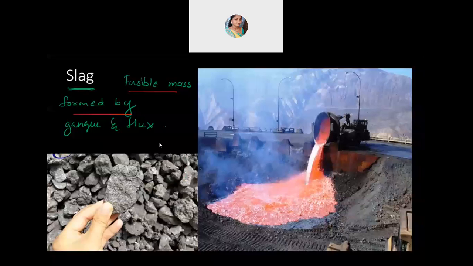This happens at very high temperature, but at the end it looks like stones or pebbles, with similar features. So slag is just a fusible mass formed by the gangue and the flux.